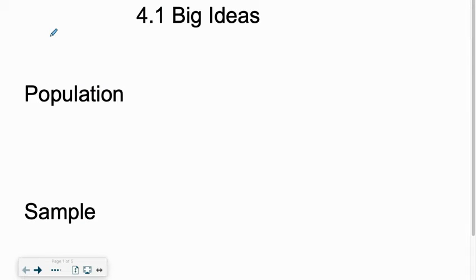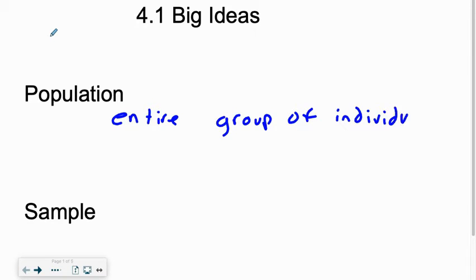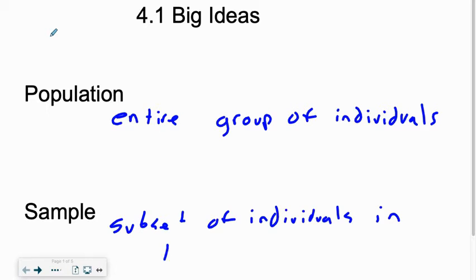So first, we're going to talk about population versus sample. The population is your entire group of individuals. From that population, we take a sample, which is a subset of individuals in the population. And then we collect data from that sample. So we want information about a population, so we take a sample and we collect data.